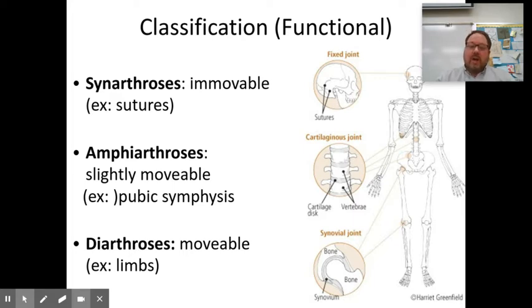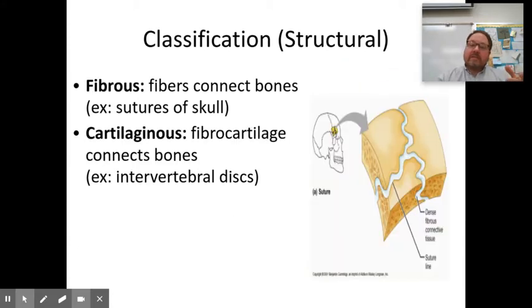And then finally, diarthrotic joints. Dia means across. So diarthrotic joints we find in the appendicular skeleton where we have a large degree of movement. So synarthrotic doesn't move at all. Amphiarthrotic moves a little bit, and diarthrotic moves a lot. Now let's contrast this with the structural classifications. This is basically sort of how they're built.